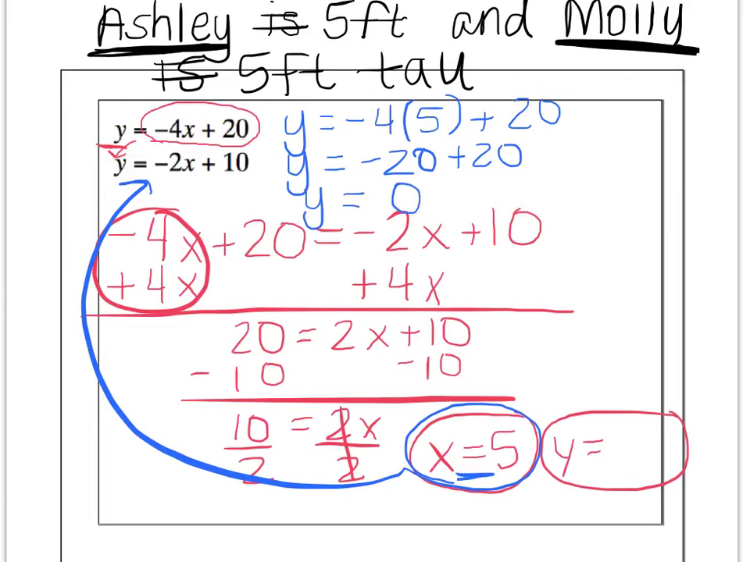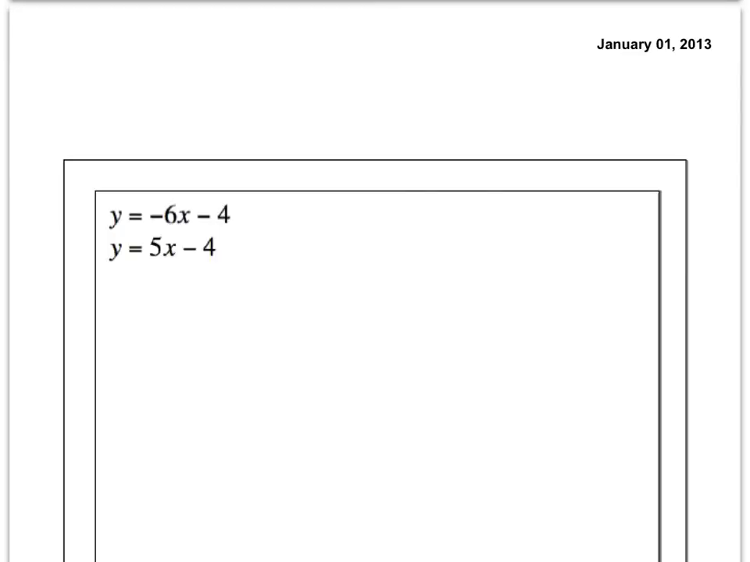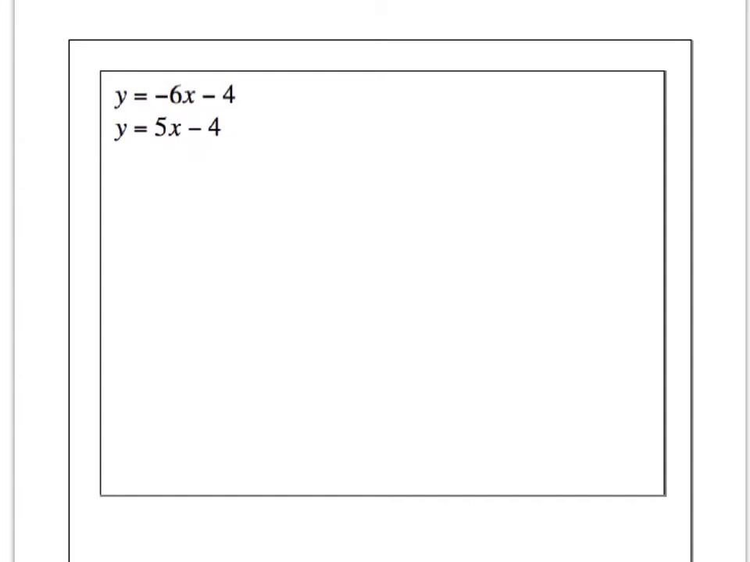Plug it in for the next one. Negative 2 times 5 plus 10 would also give me 0. So in this case, when x equals 5, y equals 0. Moving on to the next page, since they're both already solved for y, we can set them equal to each other. So negative 6x minus 4 equals 5x minus 4.